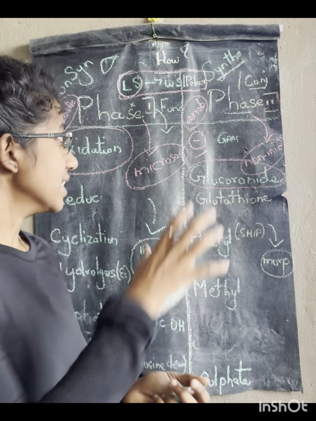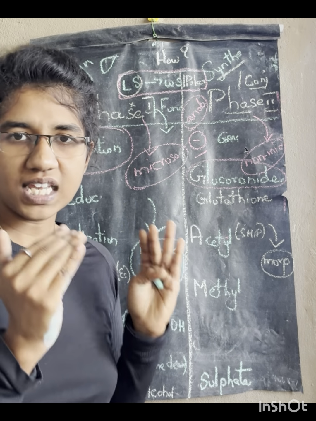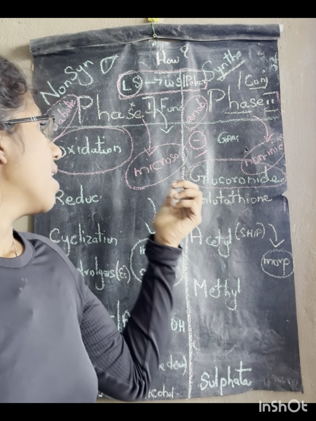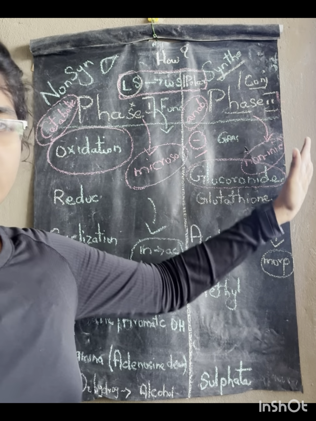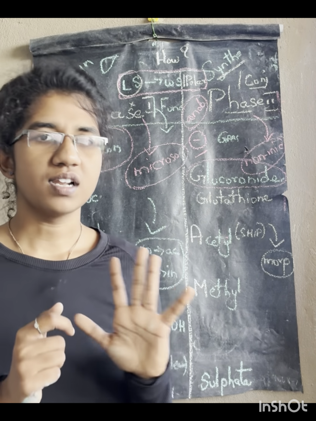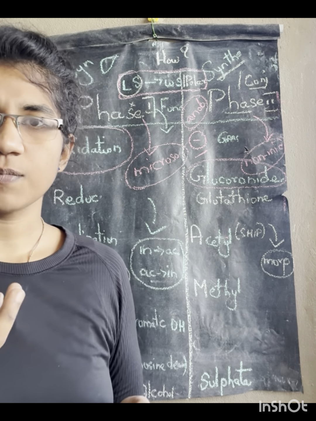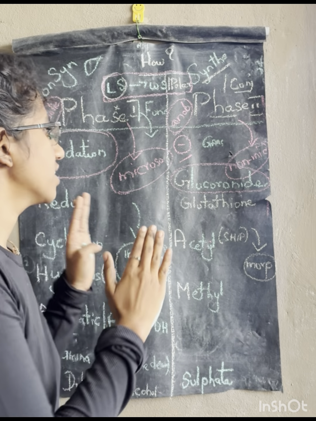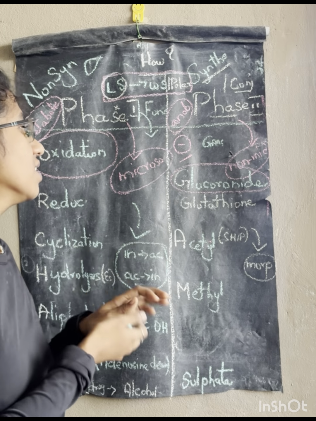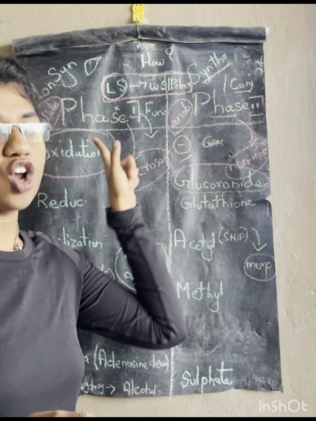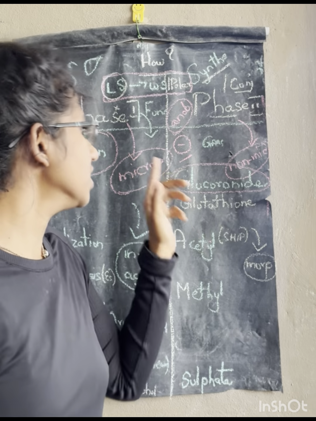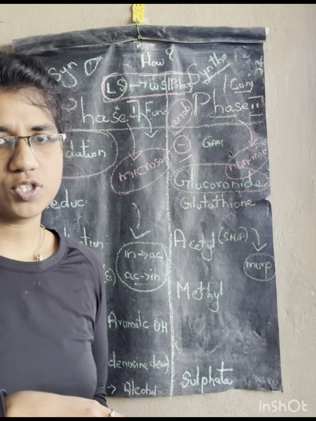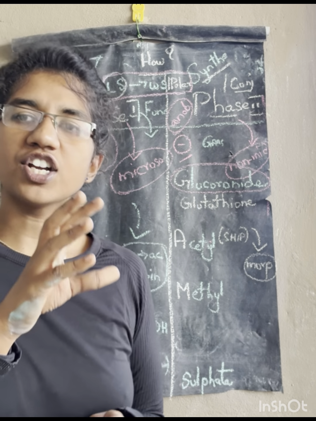Another important thing is that for all these reactions enzymes are required. Phase 1 reactions are mediated through microsomal enzymes, and phase 2 reactions are mediated through non-microsomal enzymes. Now what is a microsome? A microsome is nothing but a part of the endoplasmic reticulum. We'll see the enzymes in detail, but generally phase 1 reactions are mediated by microsomal enzymes and phase 2 by non-microsomal enzymes, except glucuronidation, which is mediated by microsomal enzymes.